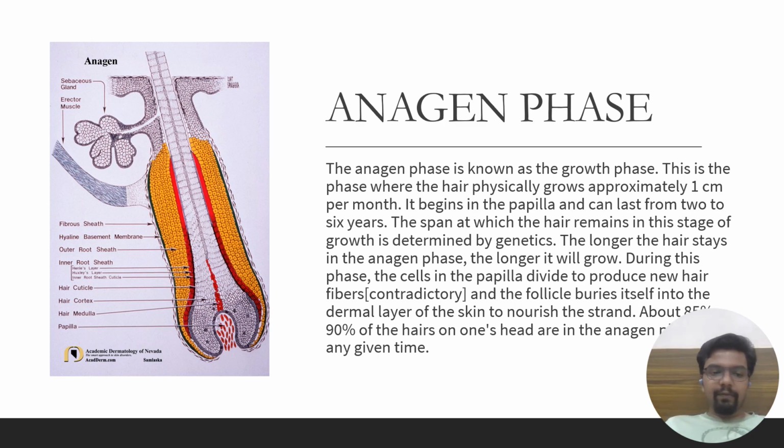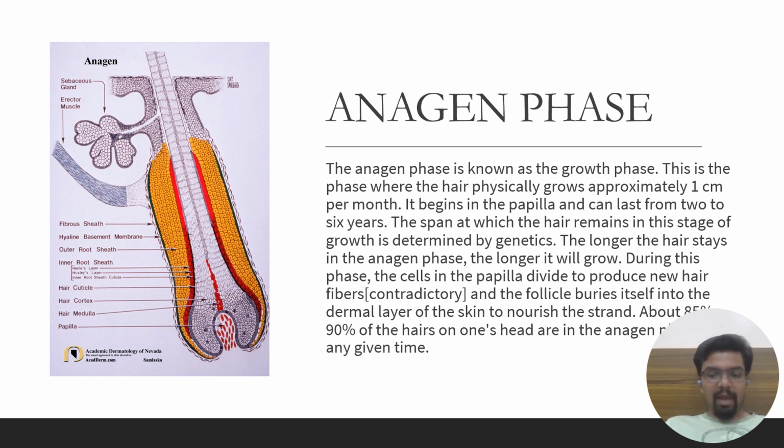So this is a scientific diagram provided by the Academy of Dermatology of Nevada, where we can see the dermal papilla, hair medulla, cortex, cuticle, inner root sheath, outer root sheath, fibrous sheath, hyaline basement membrane, and sebaceous gland. The whole hair follicle, or the hair shaft, is in the anagen phase only, which is basically the growth phase, where the hair physically grows approximately 1 centimeter per month.